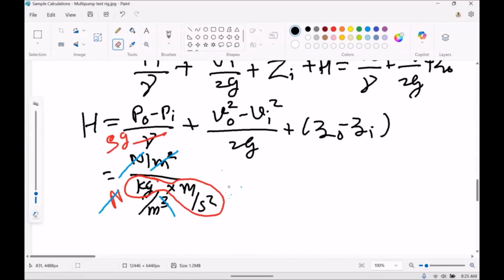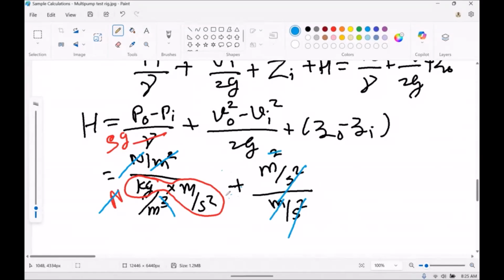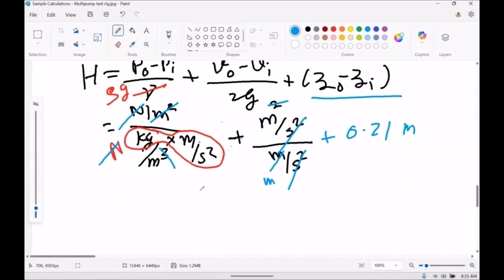Now plus velocity, kinetic energy. What is the unit of velocity? Meter per second, and square is meter square per second square. 2, this is a number. And what is the unit of gravity? Meter per second square. See, simple. Meter per second square get cancelled. What is remaining? Meter. And this potential energy, it is given to you as 2.1 meter. So all the units are meter. This equation is dimensionally homogeneous.